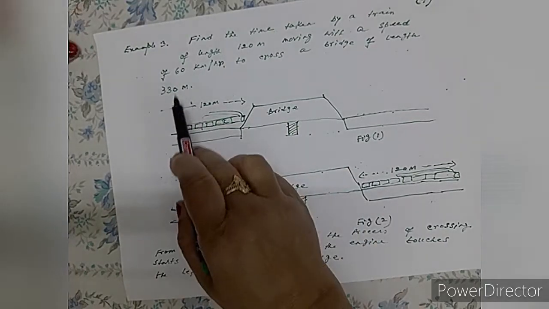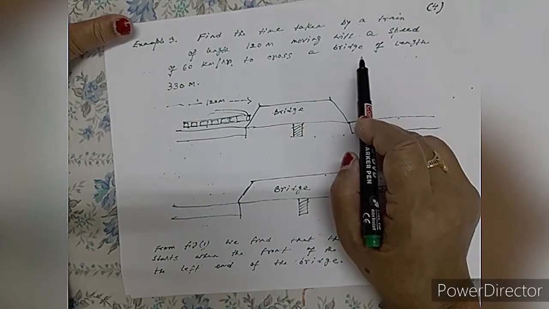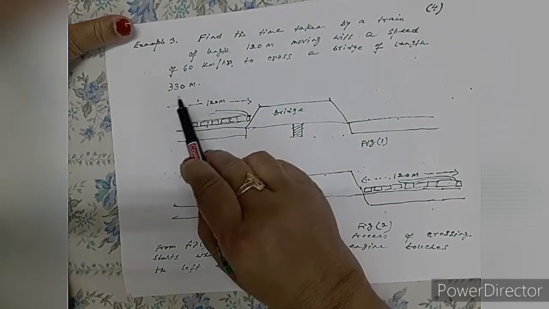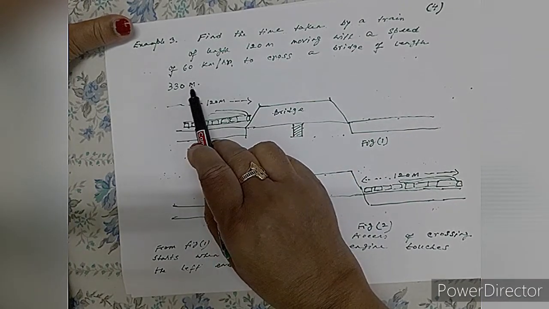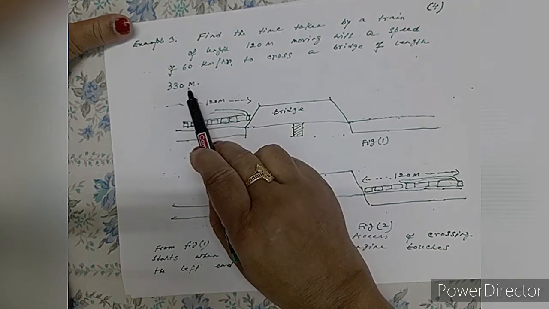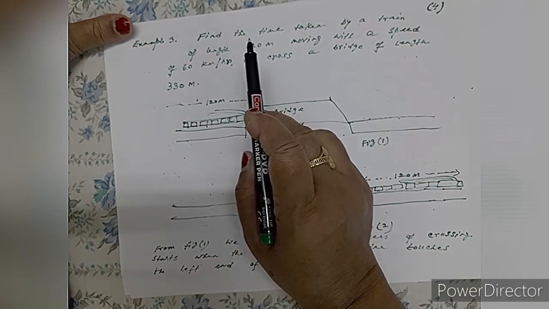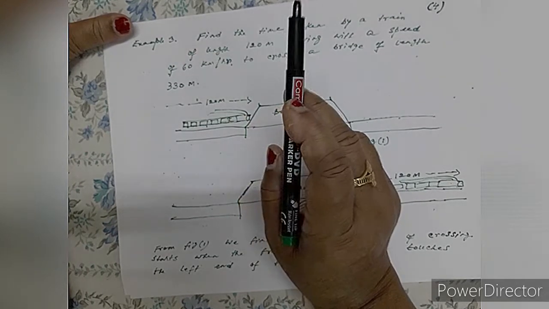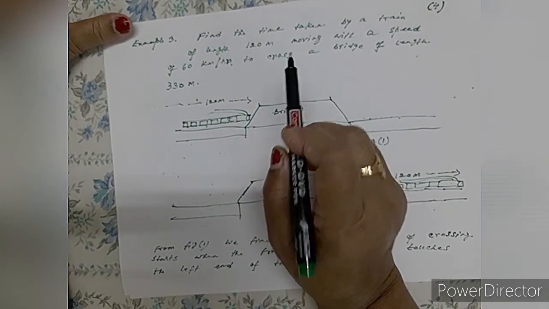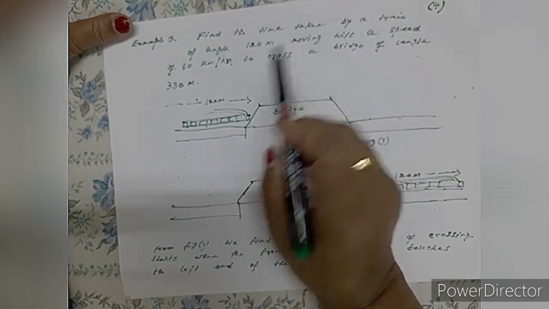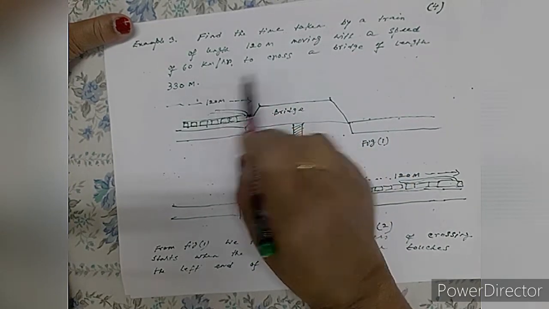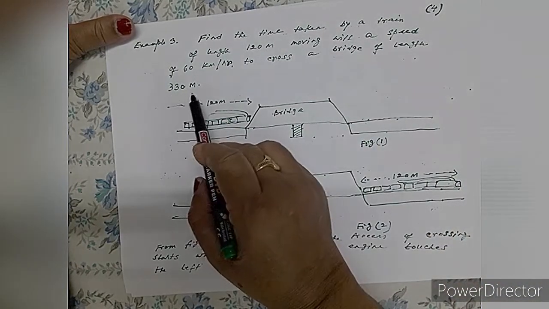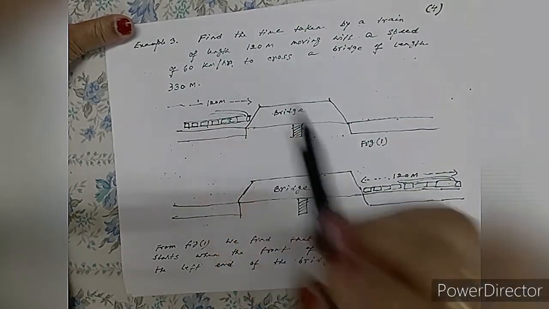The 330 meter is the length of the bridge. That means this is the length of the horizontal object. In example 2, we took the example of a vertical object. Here the object is a horizontal object, whose horizontal length is 330 meter.